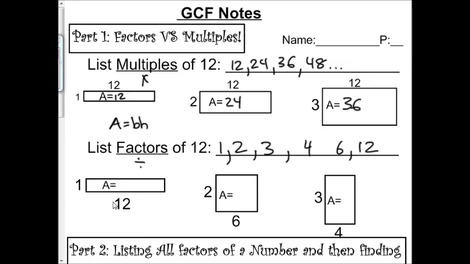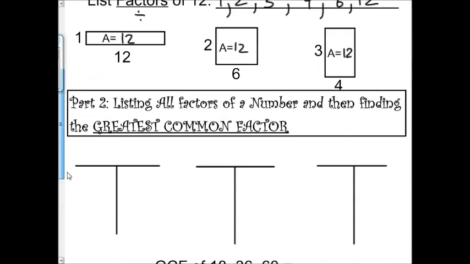So another way to think about factors is in these three rectangles, the area is always going to be 12 because that's what we're going to multiply and get. But there's different ways to multiply and get 12. I can get the area of 12 in a rectangle by doing 12 times 1. I could also get a rectangle with an area of 12 by doing 6 times 2. So we have those two factors here. I could also get an area of 12 with a rectangle that's 3 by 4 or 3 times 4. So that's another way to think about factors. All right, let's move on.